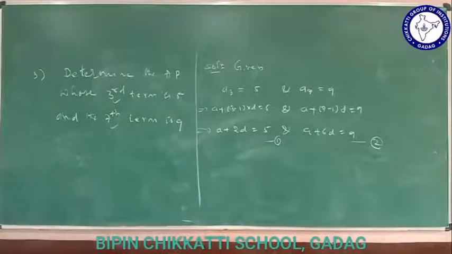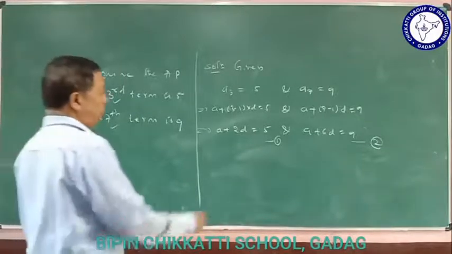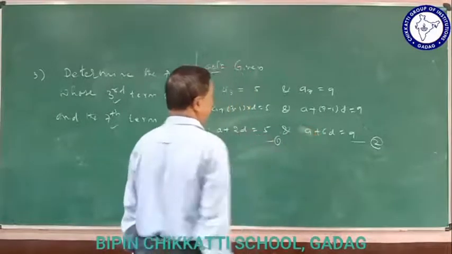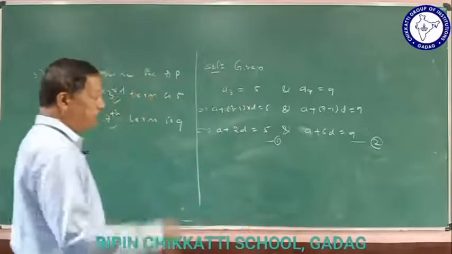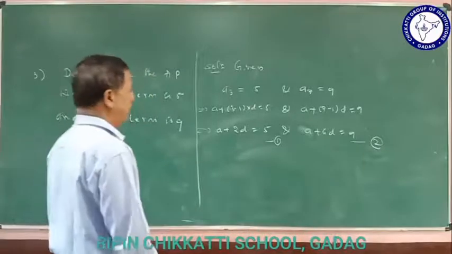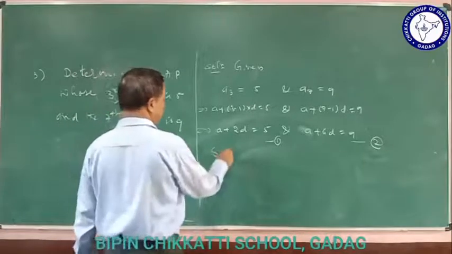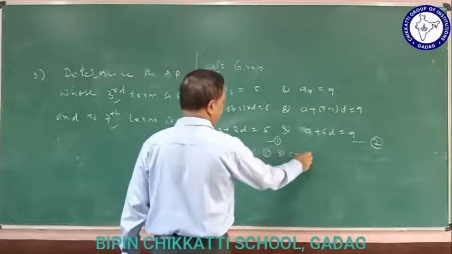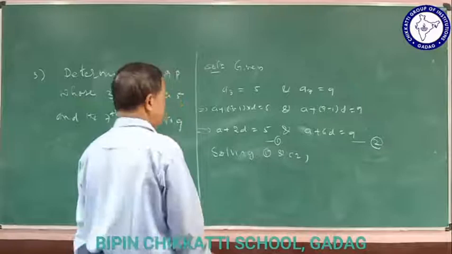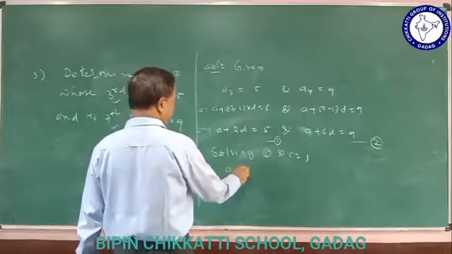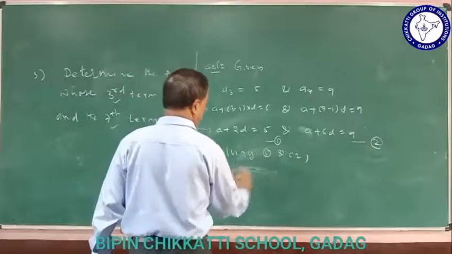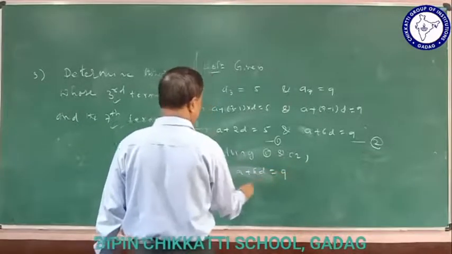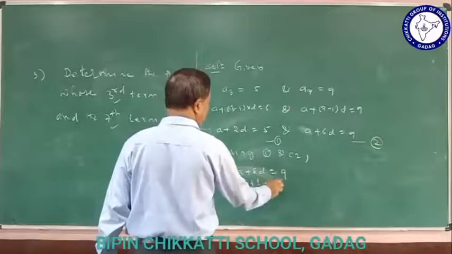Once again you see, A plus 2D is equal to 5, and A plus 6D is equal to 9. Now here you have to see that two simultaneous equations you have got, and you have to solve them and find the values of A and D. If you know the values of A and D, we can find out the AP. So solving, I am explaining how you are solving that. First write A plus 6D is equal to 9, A plus 2D is equal to 5.